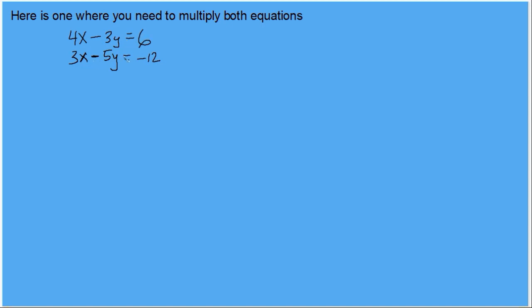An easy way to accomplish this is you take the coefficient of the x term in the first equation and multiply it by the second equation, and then you take the coefficient of the x term in the second equation and multiply it by the first equation. These will make the x coefficients the same. So I multiply the first equation by 3, and I multiply the second equation by 4.